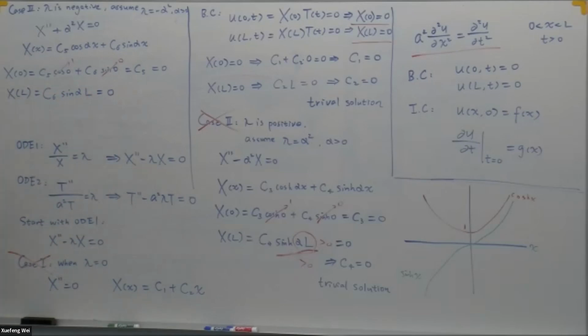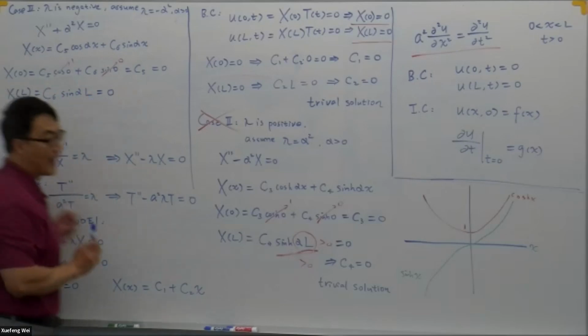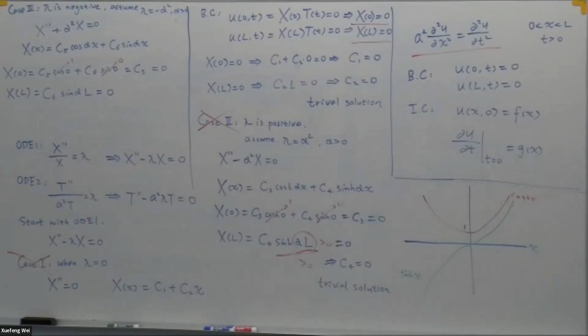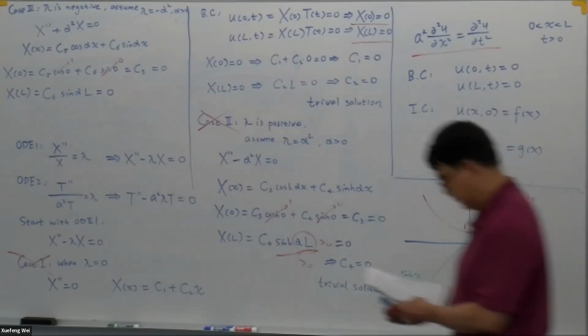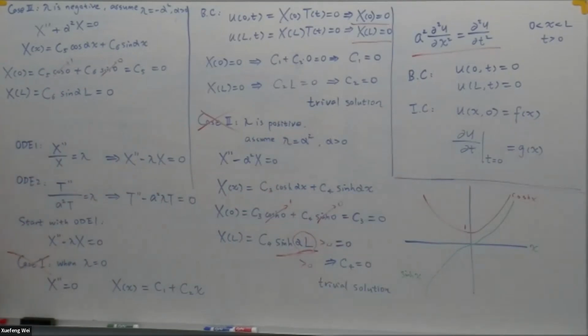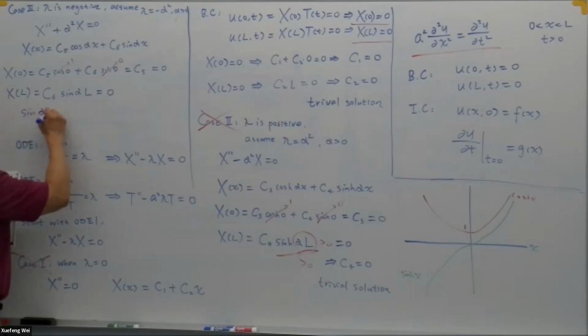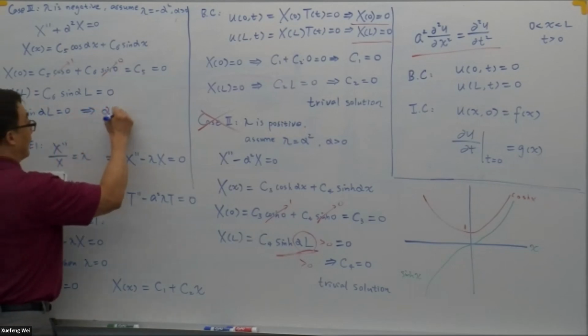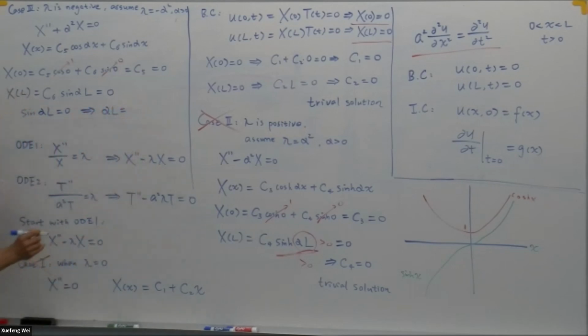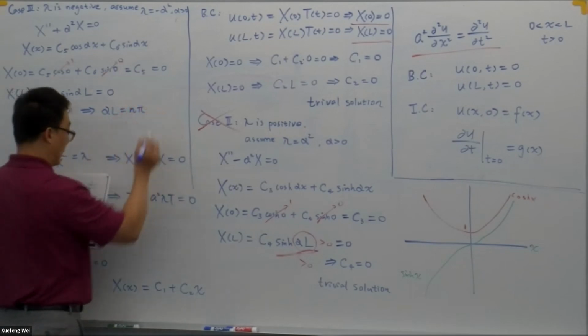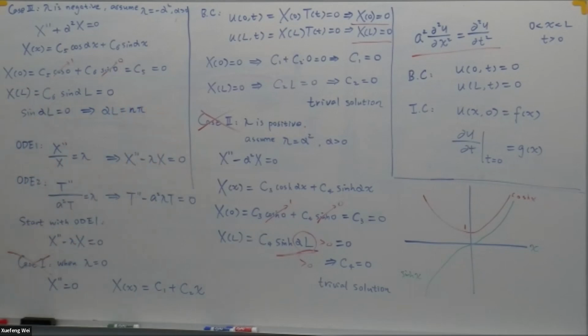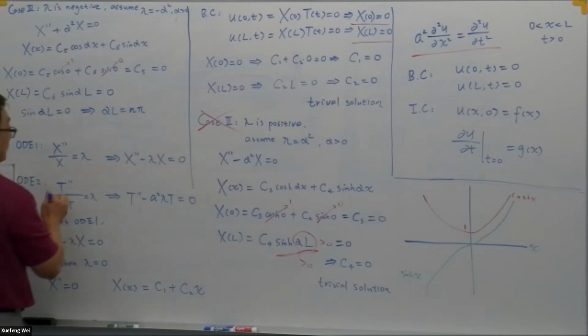Now we don't want C6 to be 0, because if C6 is 0 it is a trivial solution. So that's why we want sine alpha L to be 0. Now alpha L has to be a multiple of pi. We don't want C6 to be 0, so sine alpha L has to be 0. And then we have alpha L equals n pi. It has to be equal to n pi.